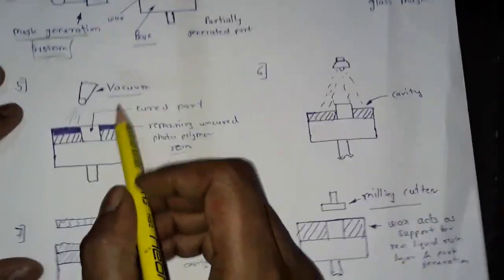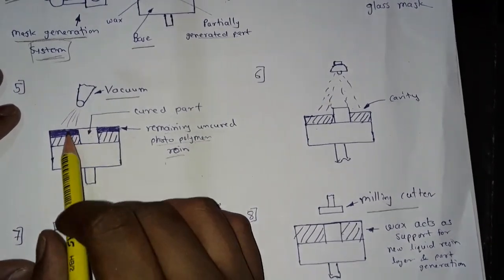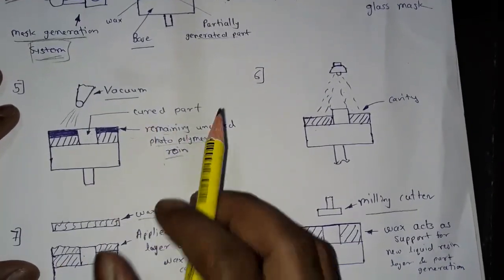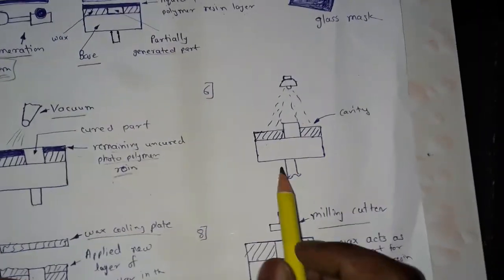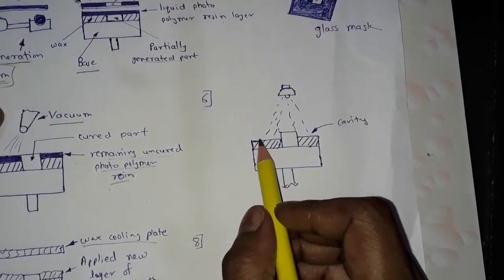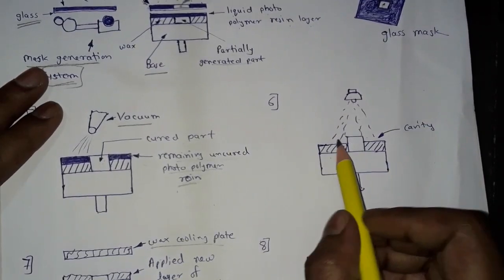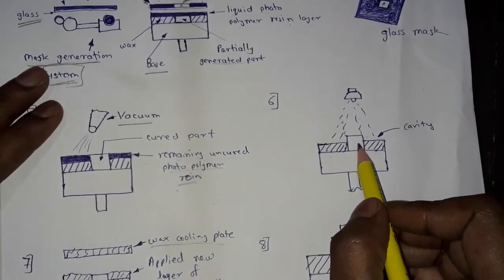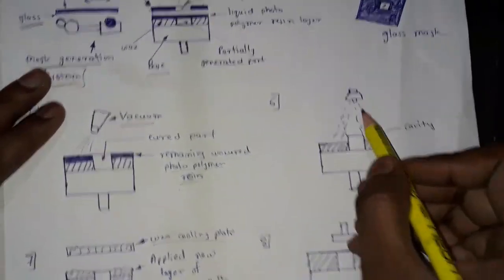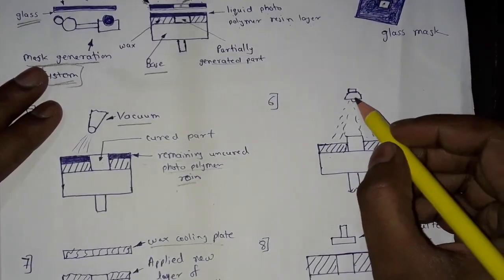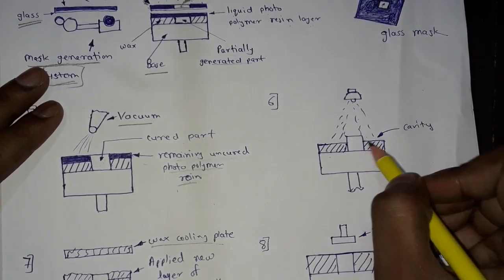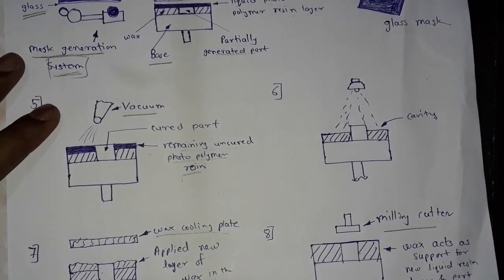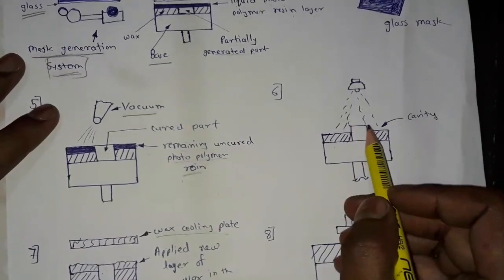By vacuuming this remaining uncured photopolymer resin, we will remove the uncured resin and we can reuse it. Next, as you can see, after removing the uncured photopolymer resin, there is a cavity here, and here it is our cured part. This cured part is again exposed to the UV lamp, or you can say we again apply UV rays on this cured part to harden it, or to solidify remnants.